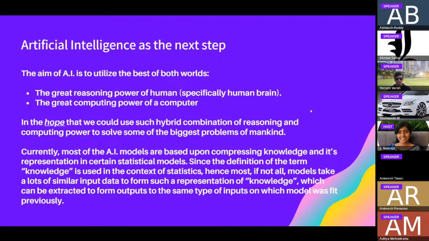Then we can have a much better reasoning ability in a machine, and of course, the inherent computing power of computers is already quite high. So this is the hope of AI, that we could use such a hybrid combination of reasoning and computing power to solve some of the biggest problems of mankind.